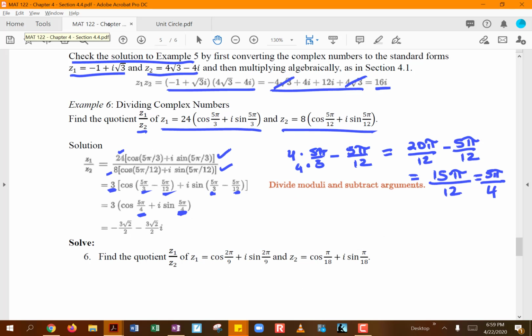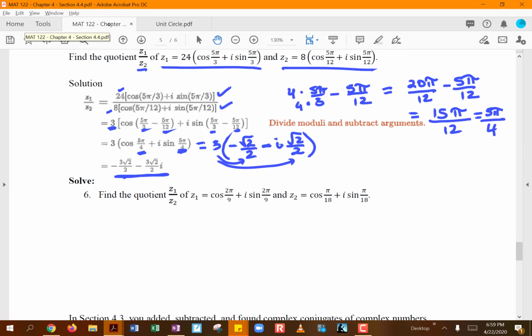So if you rewrite this as 3 times negative square root of 2 over 2 plus, well, it should be plus and minus, so that'll just become minus i times square root of 2 over 2. So when you distribute this 3, that's when you end up getting this answer of negative 3 square root of 2 over 2 minus 3 square root of 2 over 2 i. Okay?